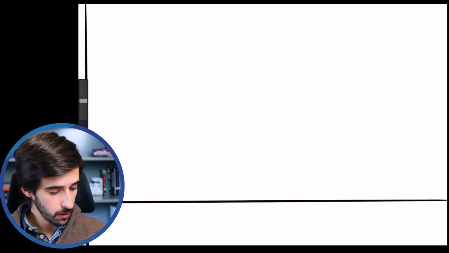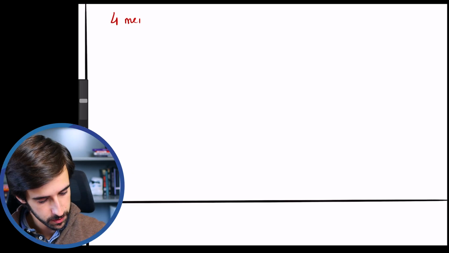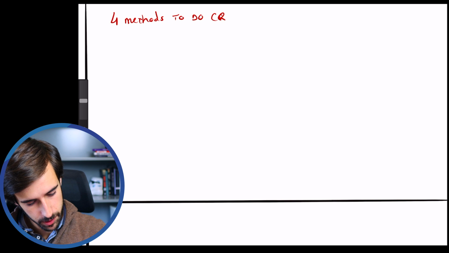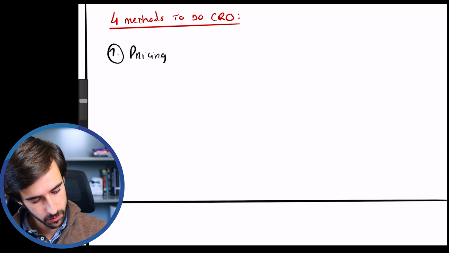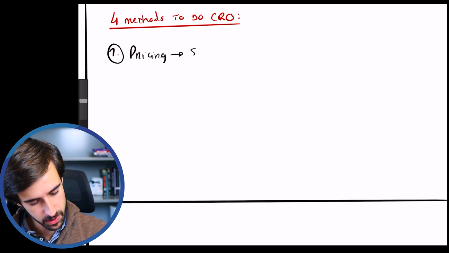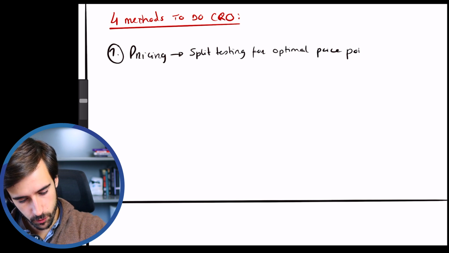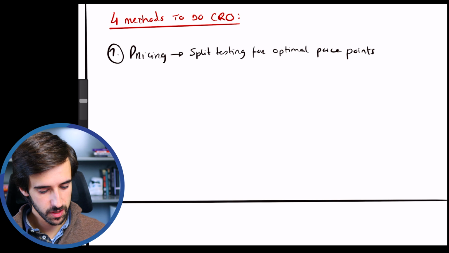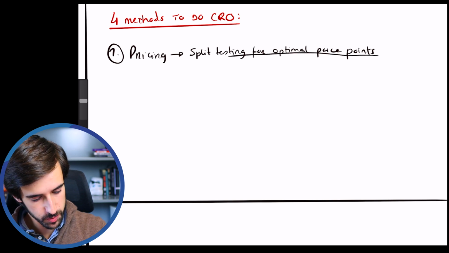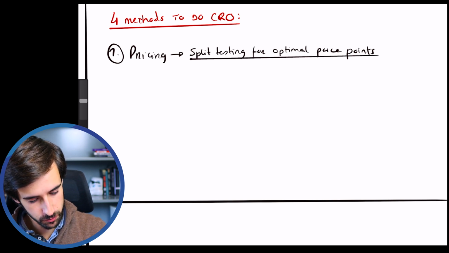So what we're going to do now is we're going to talk about 4 methods to do conversion rate optimization. The first conversion rate optimization strategy that I'm going to talk to you guys about has to do with pricing. So what we're going to be doing here is we're going to be split testing for optimal price points, right? We're going to split test different price points and we're going to try and find which price point gives us the best return.